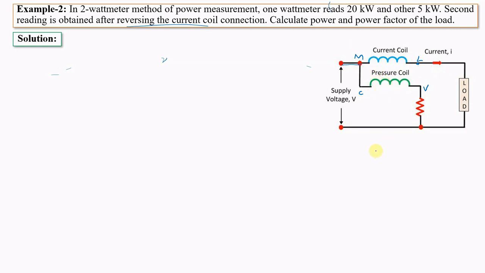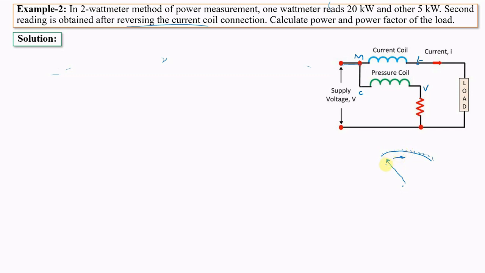In this case, if the reading is obtained, we will see the pointer of the wattmeter will move in the forward direction. Suppose this is the scale of the wattmeter, so the pointer will move in the forward direction. And depending upon the position of the pointer, we can easily read the amount of power.